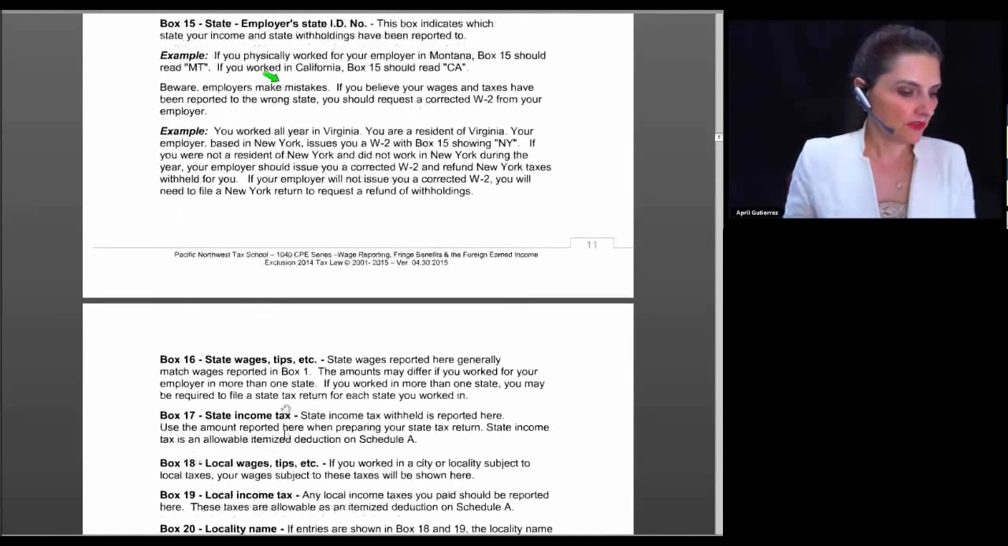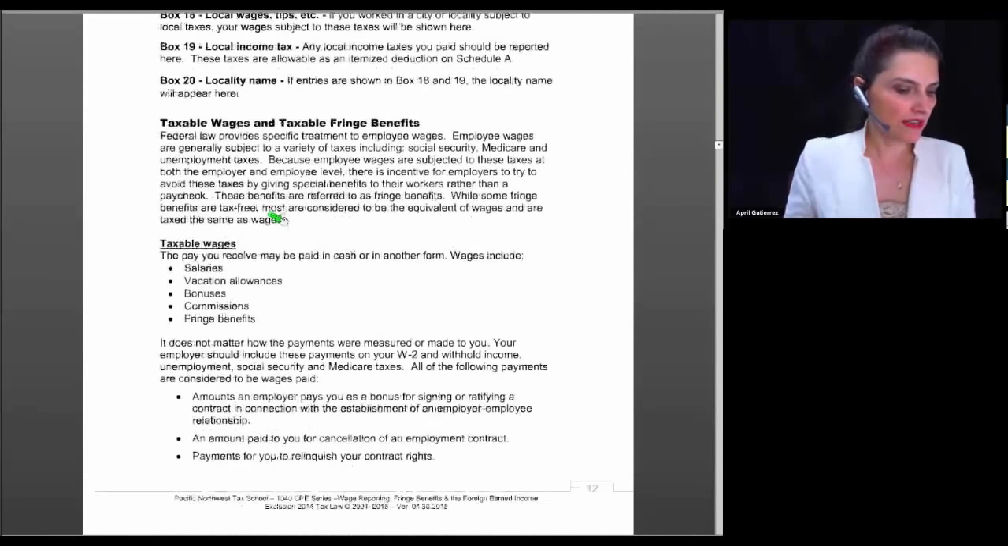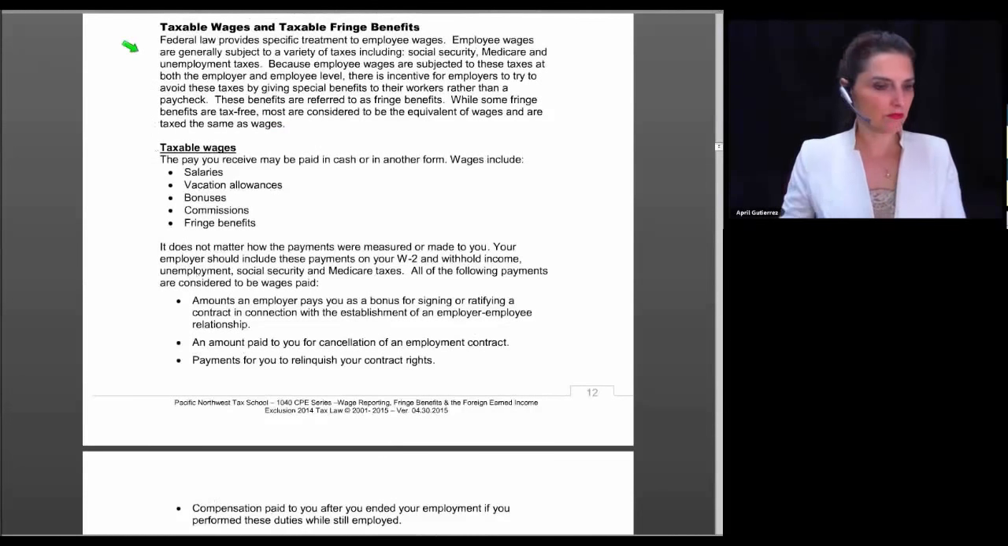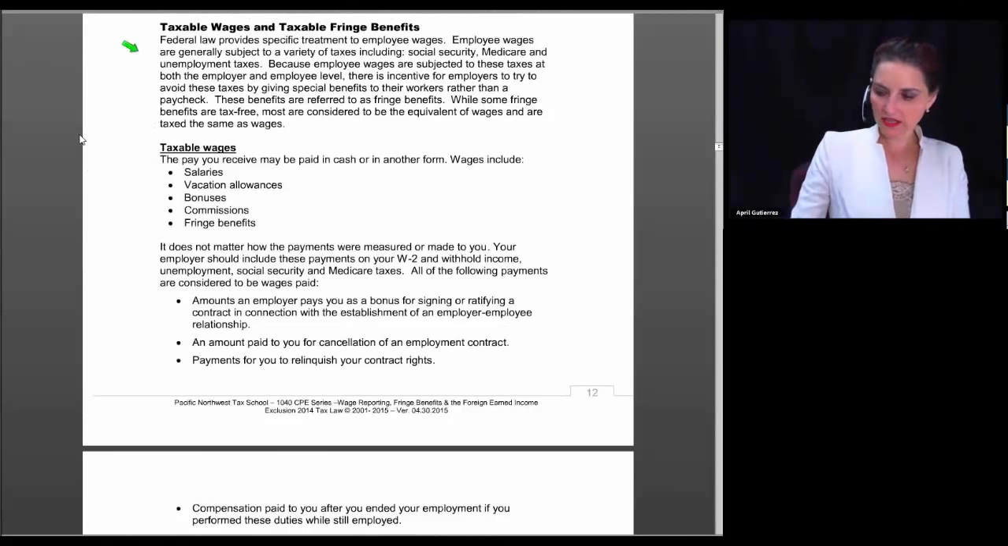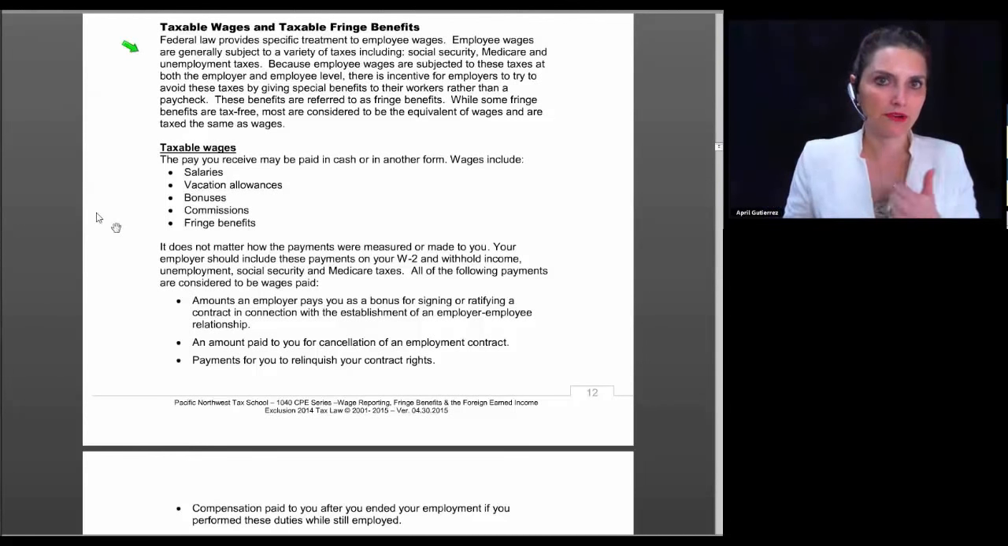All right, moving on down. I've covered most of the W-2 now, and I wanted to get on to the next topic of the day, which is taxable wages and taxable fringe benefits. And I can see we're close to the top of the hour, but I'm going to cover this particular topic, and then we'll take a break.